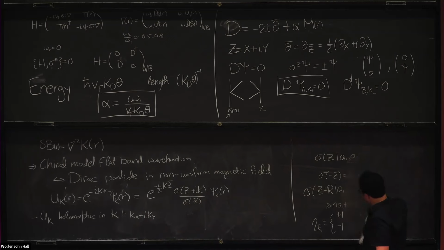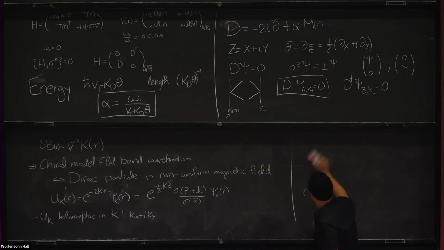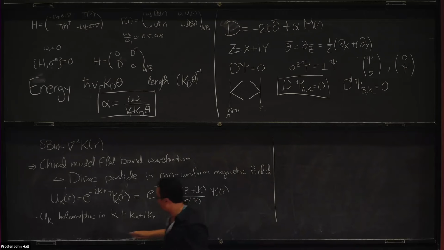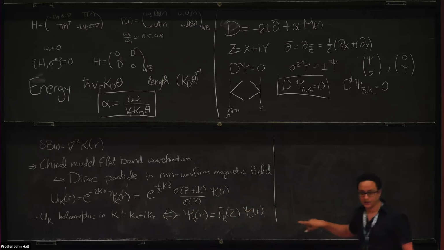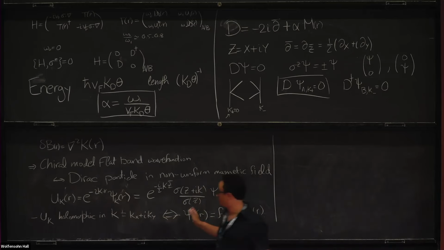So first, I'd like to answer the question, how general are these structures and how do we diagnose them? The first thing to notice is that these two properties, holomorphicity in K space and the fact that the wave functions psi of K are equal to some holomorphic function in Z that depends on K times psi of 0, are actually equivalent. So if you have a model where you proved one property, you can immediately deduce the other.